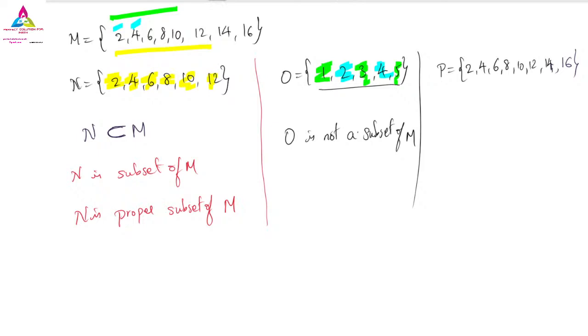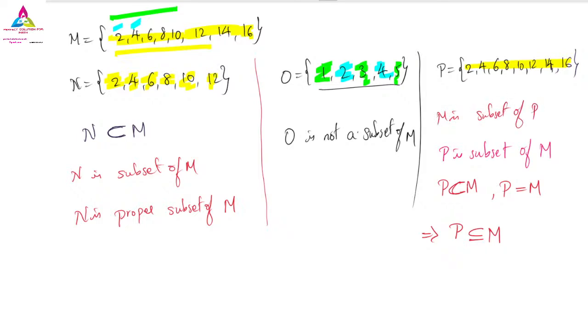And coming to P, we can see all the elements, 2, 4, 6, 8, 10, 12, 14, 16, and 2, 4, 6, 12, 14, 16. All the elements are present. So P is a subset of M, only a subset, not proper. Yes, very good, Prema Naik and Alia, you gave it correctly. P is also equal to M, so we can write both symbolically: P is a subset of M, and M is a subset of P, because of the presence of the same elements.